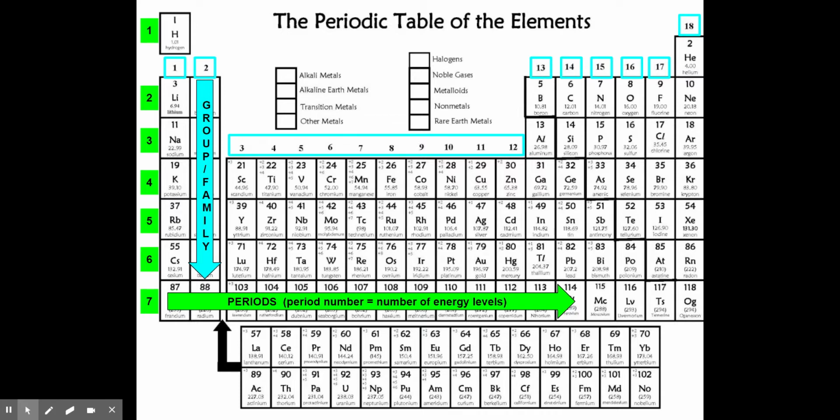We also have our periods that we talked about before. Remember, our period number is the same as the number of energy levels of electrons. Those periods are the horizontal rows going across. Just like we would write a sentence with a period at the end, we write that sentence horizontally. So we have period 1 up there with hydrogen and helium, and then period 2 from lithium over to neon, period 3 from sodium over to argon, and so on and so forth.